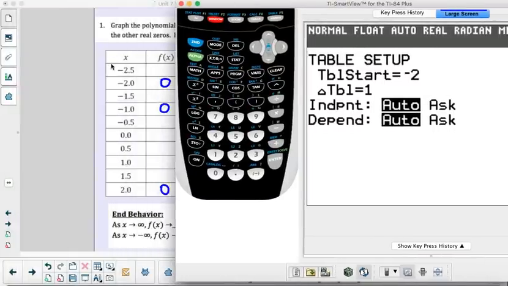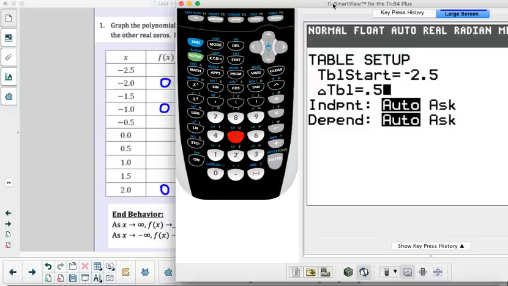Well, where do we want our table to start with? We want it to start at negative 2.5. So we type negative 2.5. And then I hit enter. Delta table is what do I want it to count up by? What is this table counting up by? It's counting up by 0.5s. So I'm going to say 0.5.